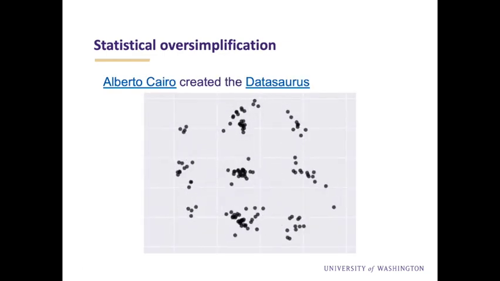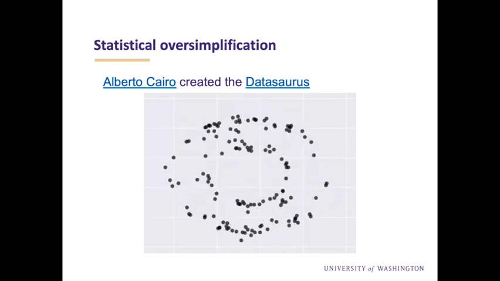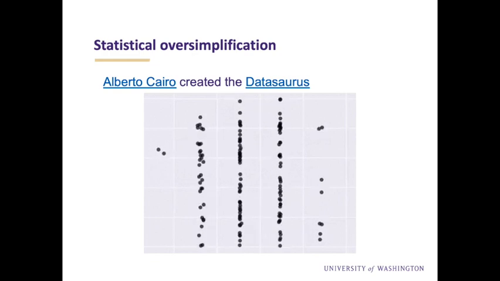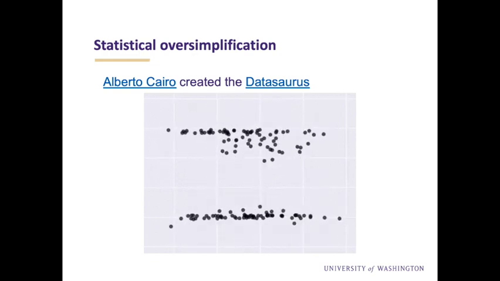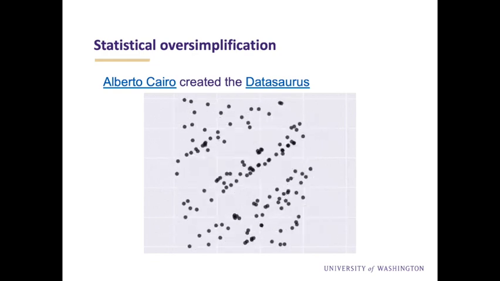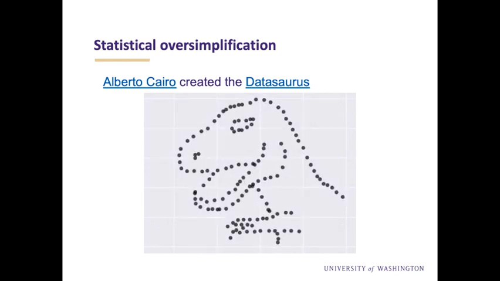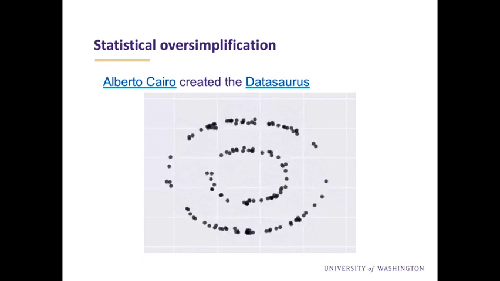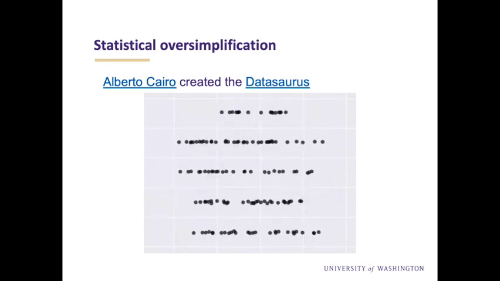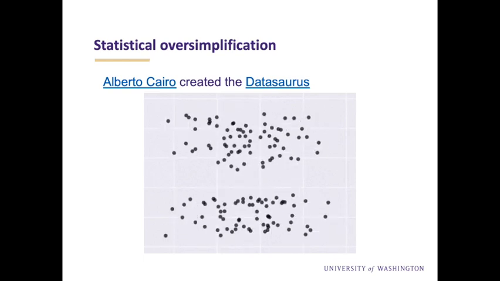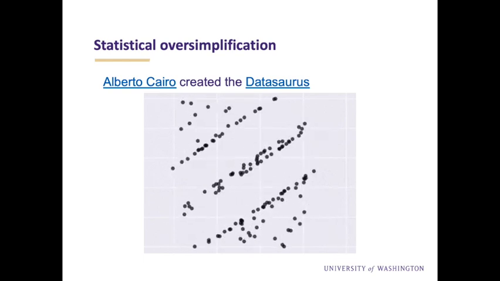And to take this to another extreme, Alberto Cairo created the Datasaurus, which repeats the same trend, but shows it in many creative ways, all of which have the same x average, the y average, and standard deviations for both across each of the images. So pretty creative, but as you can see, the statistics really oversimplified what's going on in each of these patterns.